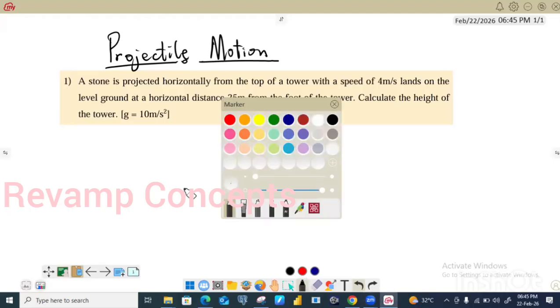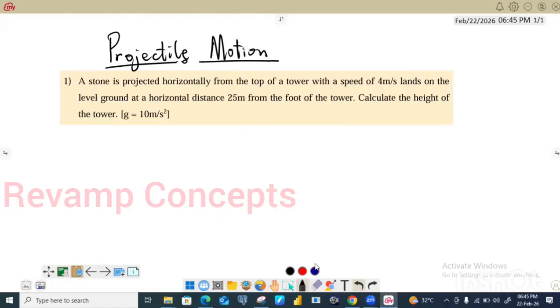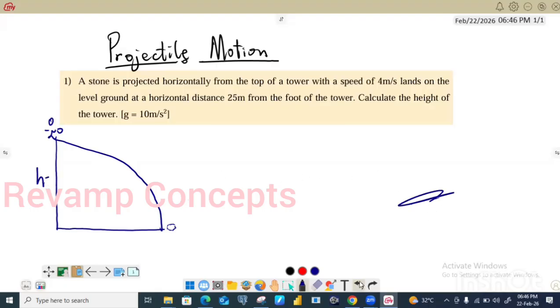Now, as you can see, this question is talking about when a body is projected from a given height. If a stone is projected, let's say you are the one standing on this height, and you project a stone, and the stone landed at this point. According to this question, you are standing on a height that we don't know how high it is, so let's put a question mark there.